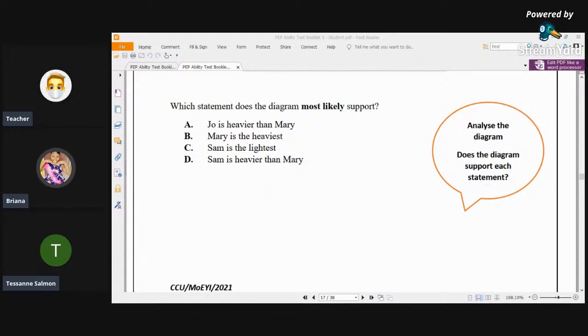Joe is heavier than Mary. Mary is the heaviest. Sam is the lightest. Sam is heavier than Mary. Hold on, let me start with this. Joe is heavier than Mary.